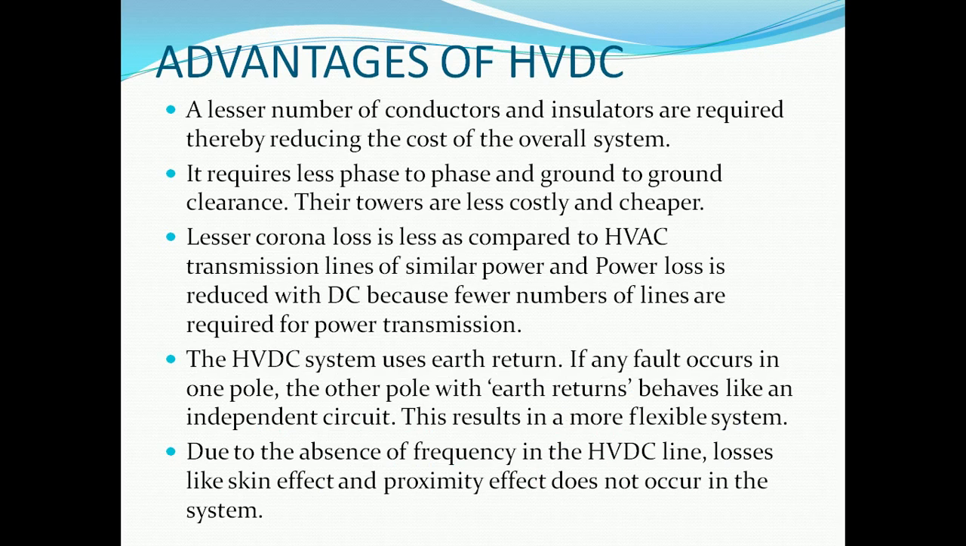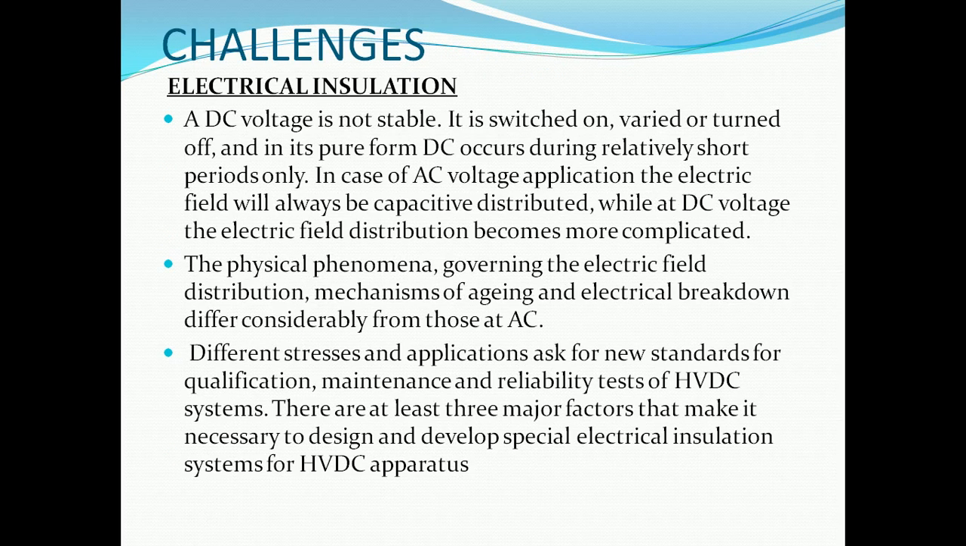It requires fewer conductors and insulators, hence it reduces the cost of the overall system. It requires less phase-to-phase and ground-to-ground clearance. Corona loss is less in a DC system compared to an AC system, and power loss is reduced because it requires fewer lines for power transmission. Due to the absence of frequency in an HVDC line, losses like skin effect and proximity effect do not occur, and it does not generate or absorb any reactive power, so there is no need for reactive power compensation. Now, let us move to the actual topic, which is the challenges faced in an HVDC system.